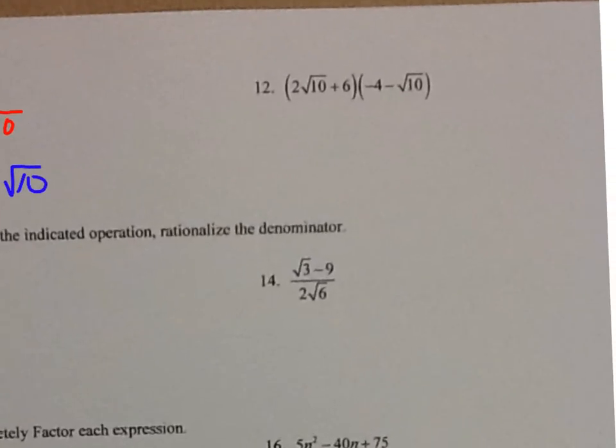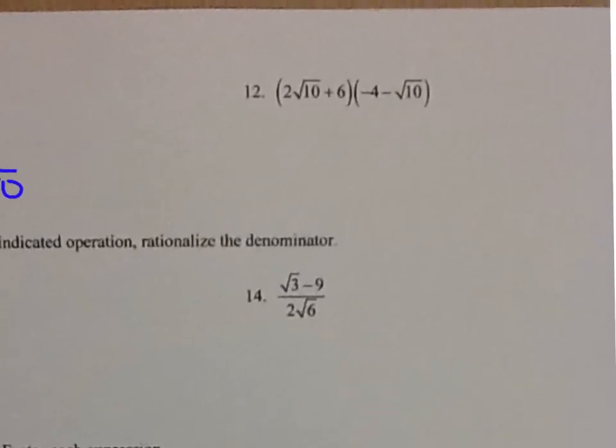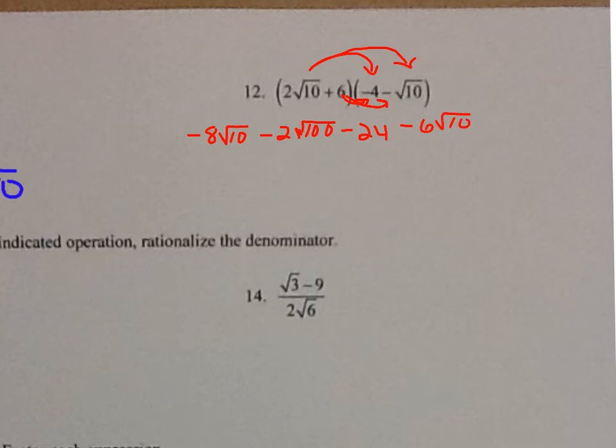Okay, number 12, we're going to actually double distribute because I see 2 binomials. All right, so you ready? Let's get going. So we have 2 the square root of 10 times negative 4 is negative 8 the square root of 10. 2 the square root of 10 times negative the square root of 10 is negative 2 the square root of 100. Square root of 10 times the square root of 10. 6 times negative 4 is negative 24. 6 times negative the square root of 10 is negative 6 the square root of 10.